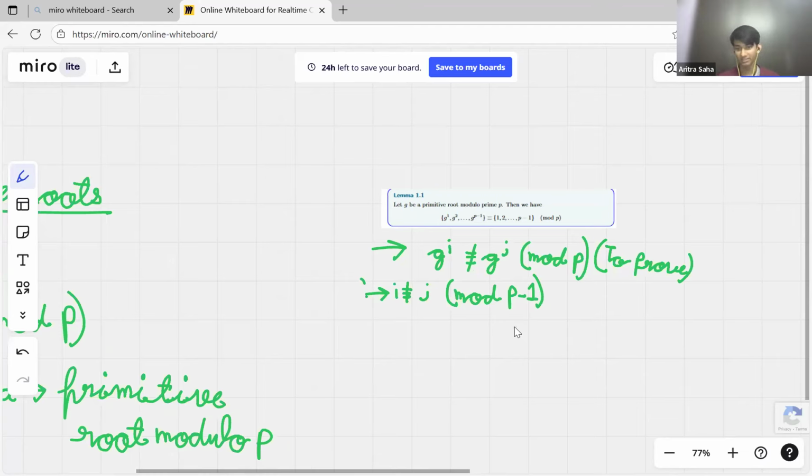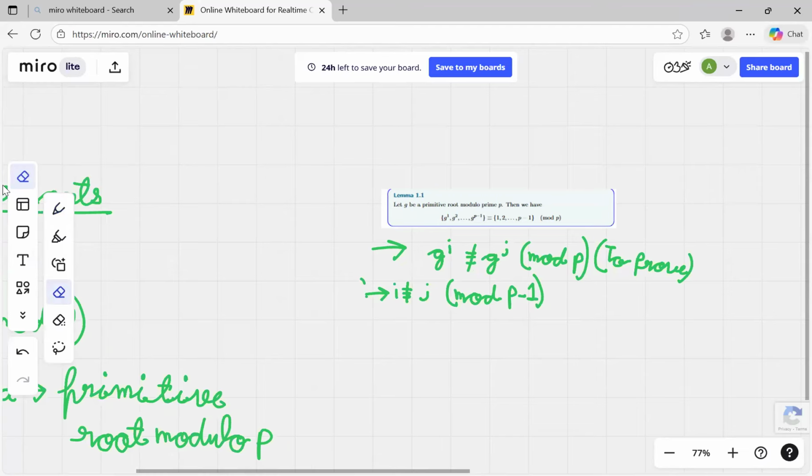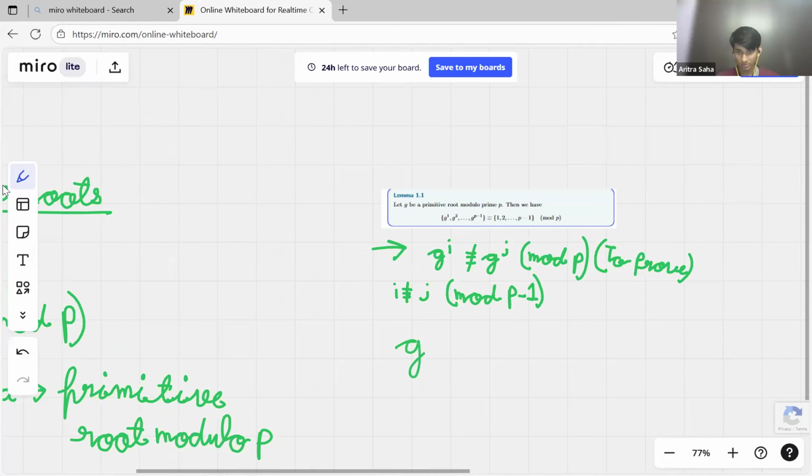Anybody? Why can't this be true? Why is this true? Otherwise, the order is less than p minus 1. Exactly. So without loss of generality, we'll assume i is greater than j. Just divide both sides: g to the power i minus j is 1 mod p.